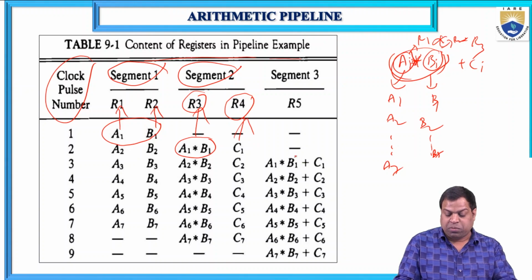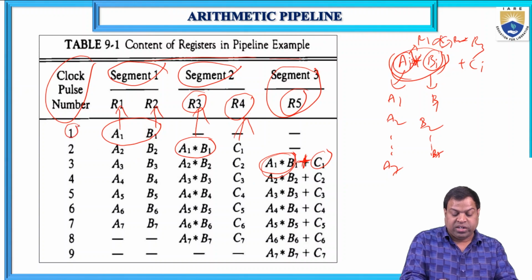In segment 3 what will happen now? A1 into B1 is completed in R3, and C1 is also called, R4. In segment 3, I am adding the A1 into B1 value with the C value. So it will be stored in segment 3 in the R5 register.